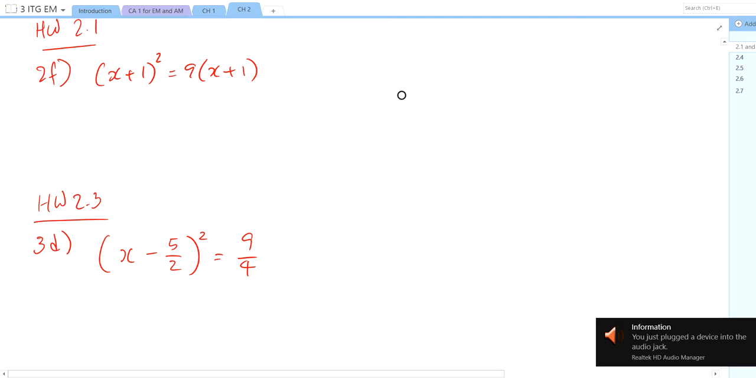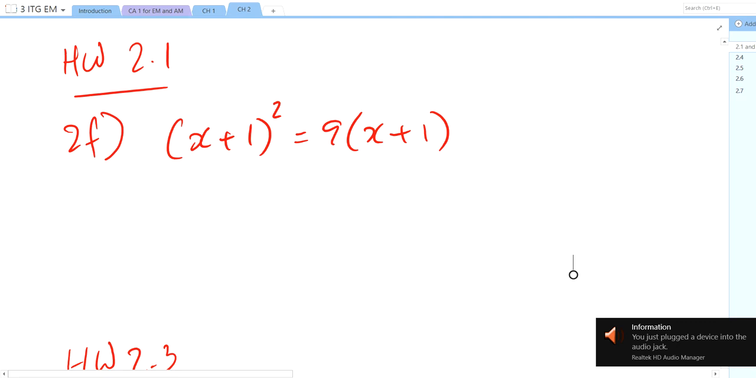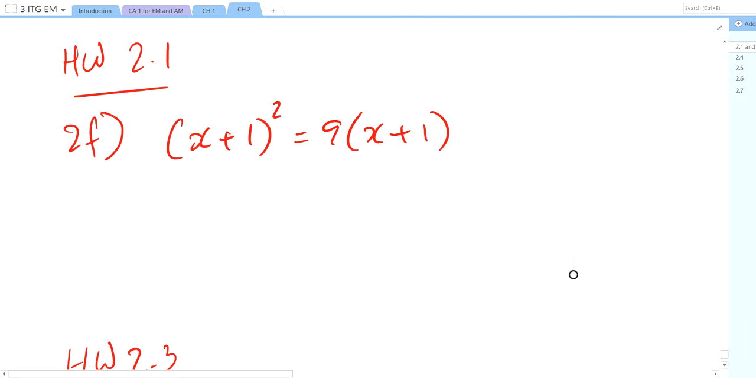Okay, first one, 2f from 2.1. Now, almost everybody got it correct. But why is it that I want to bring up this question again? Now, we know that there are a few methods we can use to solve quadratic equations like this.